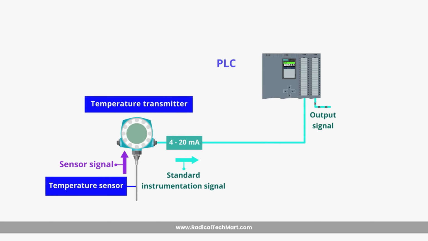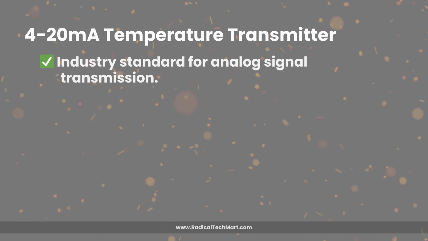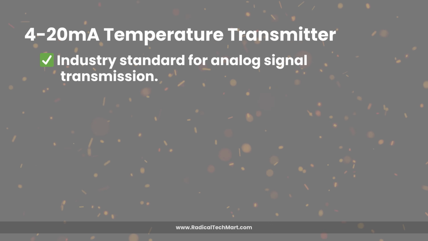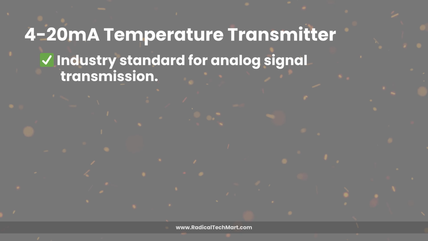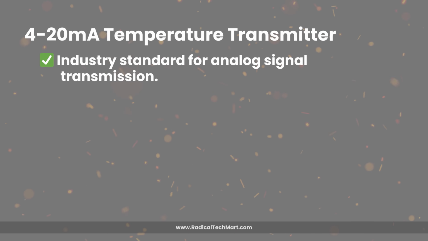Now, let's check the types of temperature transmitters. In the title, you know that we are going to cover 4 to 20 milliampere transmitters, wireless transmitters, and HART protocol operated transmitters. But first, let's start with the 4 to 20 milliampere temperature transmitter. We all know that in our industry, the main standard is analog signal transmission, and it is done by 4 to 20 milliampere current.